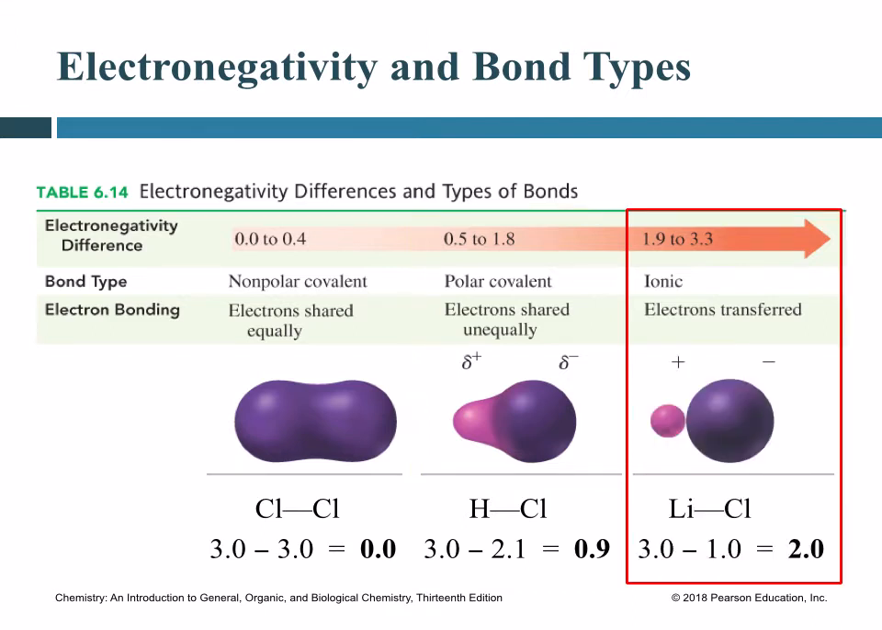When the difference is from 1.9 to 3.3, the more electronegative atom completely attracts the electrons towards itself, making the bond ionic. Because of the huge difference between 1.9 and 3.3 in electronegativity between metals and nonmetals, we can say that as a general rule, when metals and nonmetals react, they form an ionic compound.